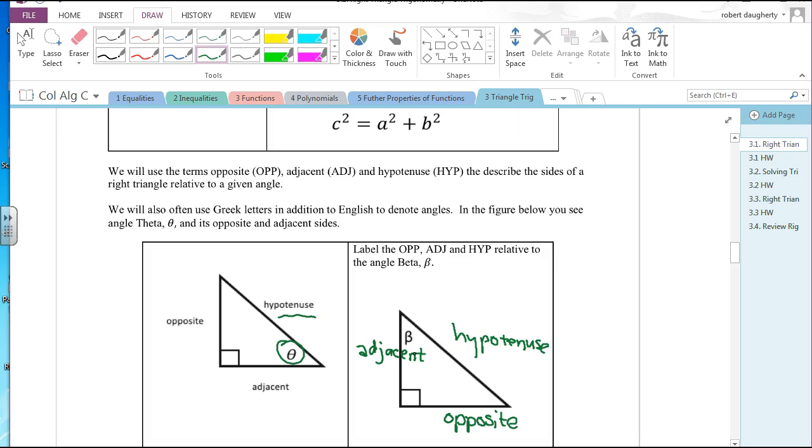So the hypotenuse never changes, okay? But based on which angle you are at, the opposite and the adjacent do. So if this is where I'm at, theta, the opposite is up here and the adjacent is here. If I'm at angle beta, this is opposite, this is adjacent, okay? So that's terminology you've used before. We'll continue to use throughout this.